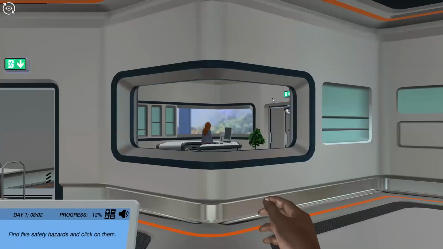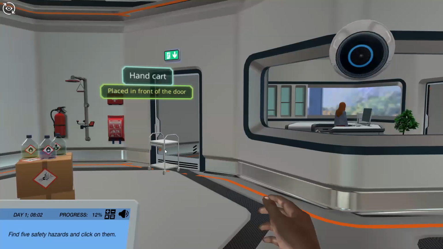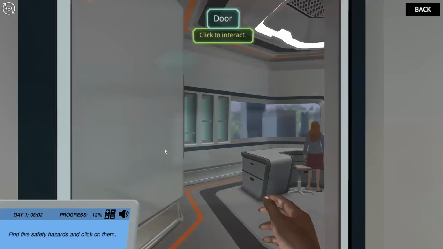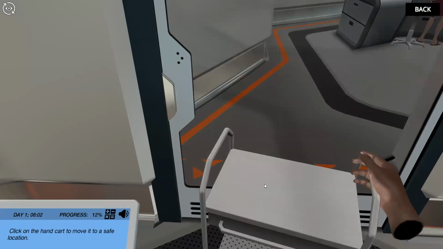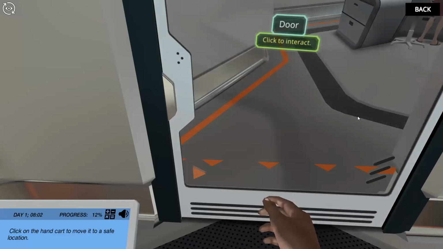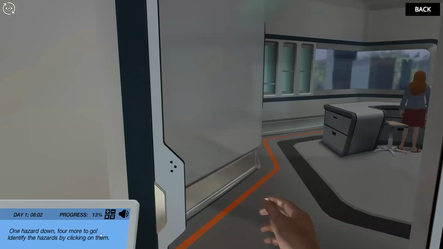This lab was used by first year chemistry students, and they obviously didn't leave it in the safest condition. Find five safety hazards and click on them. Okay, let's find out. Oh, that's one right there. Well spotted. Every lab has two emergency exits, which ensure that nobody gets cornered in the event of a fire. The emergency door isn't any good if it is blocked by objects. Right. Click on the handcart to move it to a safe location. Well done. The emergency exits have to always be clear. Okay. One hazard down, four more to go. Identify the hazards by clicking on them.